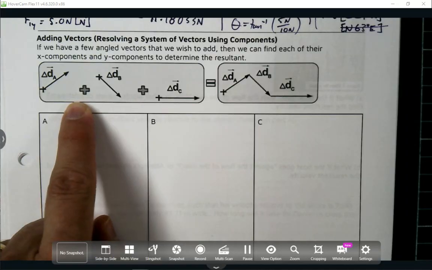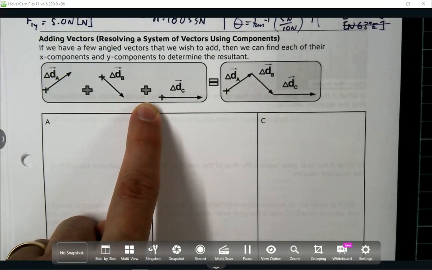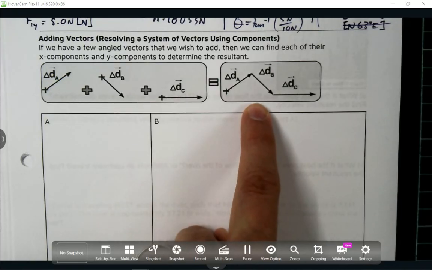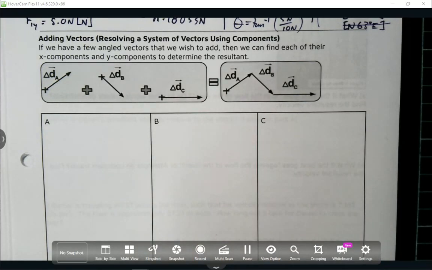I want to add these vectors up: displacement A, displacement B, and displacement C. And if I wanted to claim that I wanted to add these up, this is my visual way of saying what I just said out loud. But if I wanted to draw them tip to tail, it would look like this. And people are like, well, how do you do that?